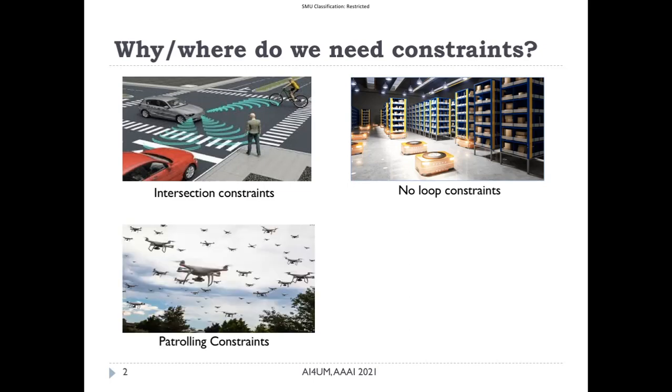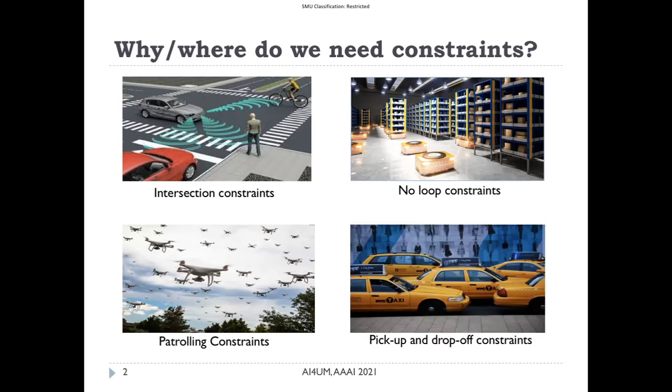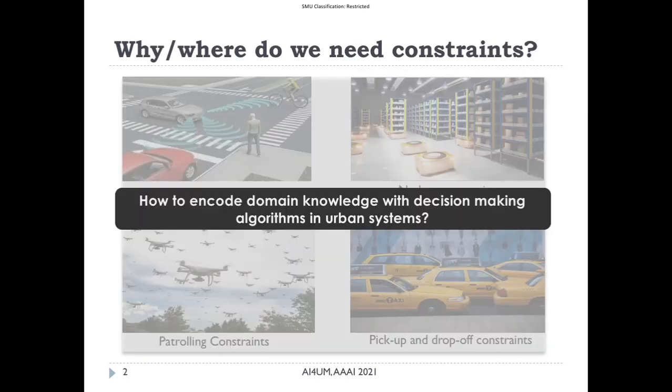Drones might have to cover some particular regions every k time steps for patrolling or surveillance purposes. A taxi might want to pick up passengers from a few places before dropping them off. So the main motivation for this work is how to incorporate domain knowledge or domain constraints with decision-making systems.